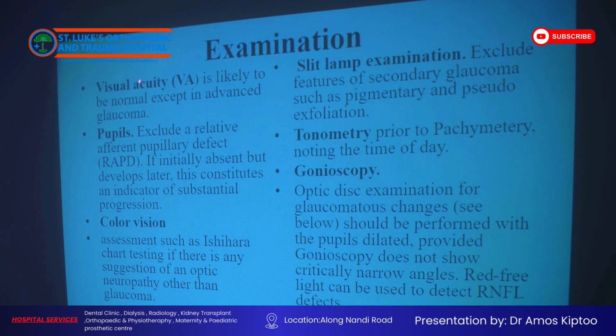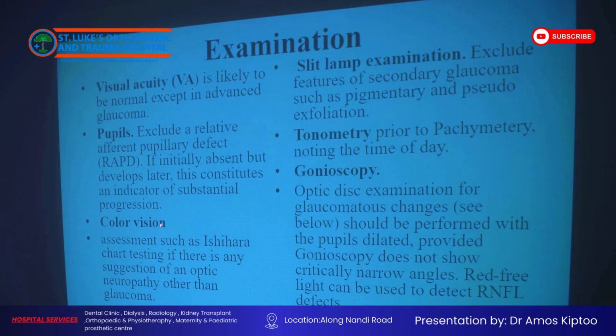We examine the pupil. The pupil plays a very important role in ophthalmology. And once we check the pupil, we are able to examine something called relative afferent pupillary defect, which shows that there is a disease in the retina. Sometimes we do color vision because the patient might have lost color between the red and green. So we check the color vision using our Ishihara chart testing.